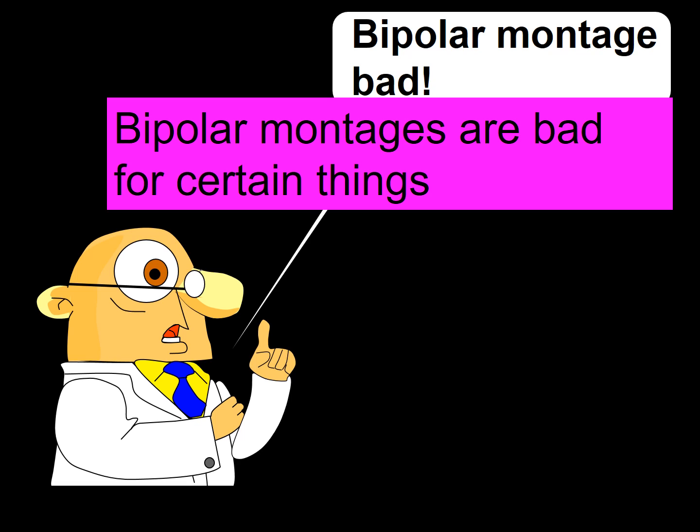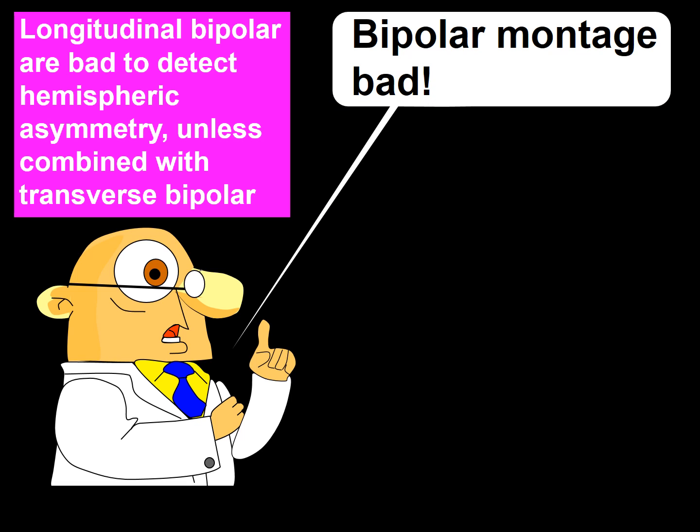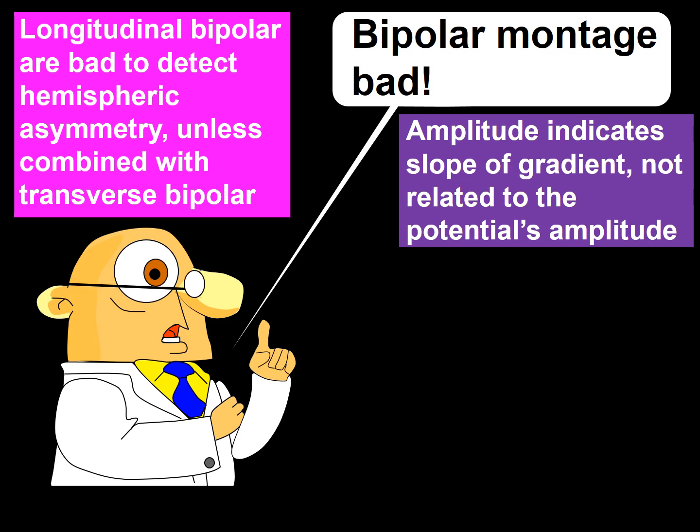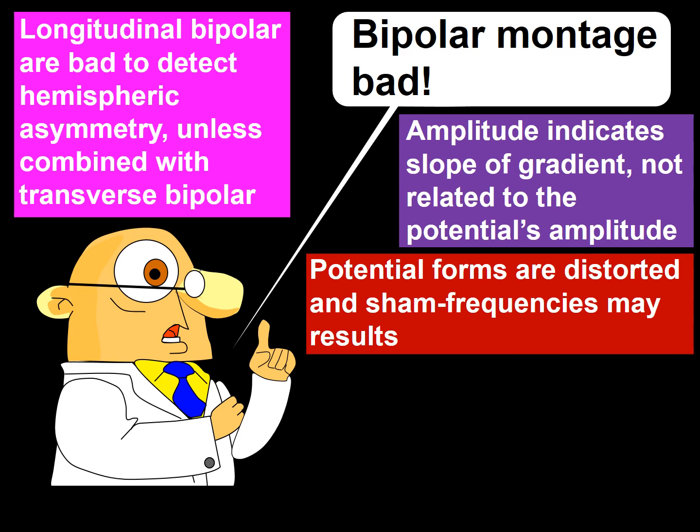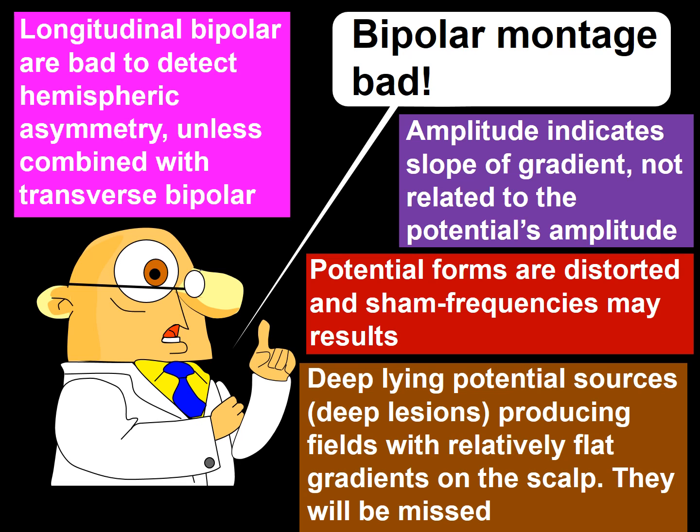Bipolar montages are bad for certain things. They are bad to detect hemispheric asymmetries, that is interhemispheric asymmetry, unless, as we have just mentioned, we combine longitudinal and transverse bipolar montages. Bipolar montages are bad because the amplitude of a wave indicates the slope gradient of the voltage zone where the electrodes are placed and not the real amplitude of the potential. Bipolar montages are also bad because the wave geometry is distorted and false frequencies may occur. And finally, bipolar montages are bad because deep fields are not duly represented in the recording.